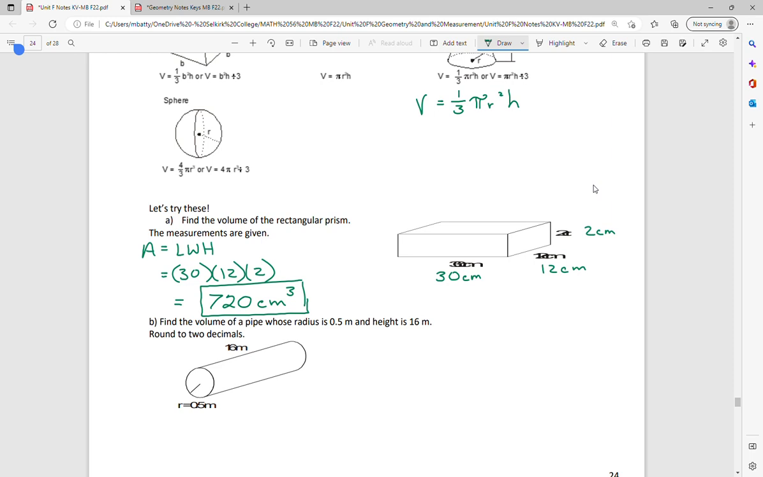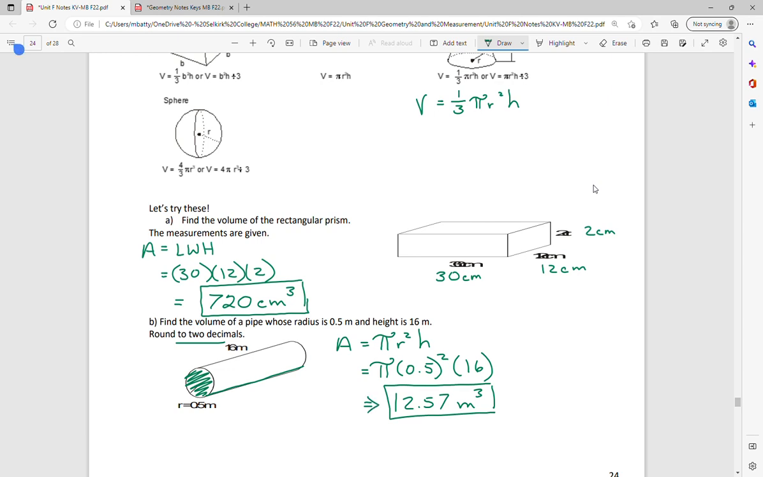The next one, we have a cylinder, if you will. So that's like taking the area of the base and then multiplying it by the height. You don't have to have this memorized. The equation is pi r squared times the height. So pi, again on your calculator, we're going to round to 2 decimals it says. The radius is 0.5, don't forget to square it, and the height is 16 meters. Everything's in meters, so my answer is going to come out in cubic meters. This is a big pipe. I get 12.57 meters cubed when I put that in my calculator, and then round to the 2 decimals.